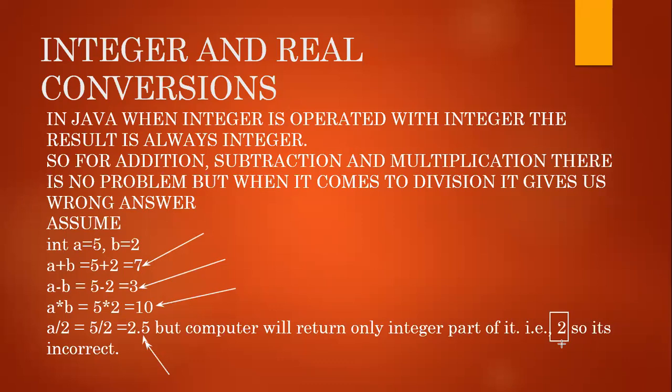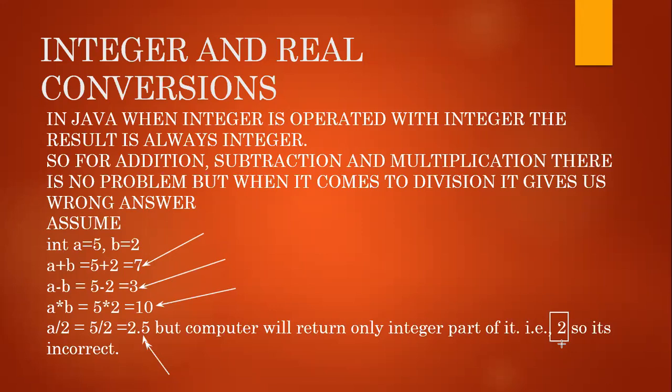If it is addition, still we have no problem, because when 2 and 5 are added, the answer is an integer only. We cannot get 5 plus 2 as 7.3. You will never get this answer. 5 plus 2 is 7 only, and 7 is also an integer. In the same way, 5 minus 2 is 3, and 3 is an integer. So there is no problem, because we will never get 5 minus 2 as 3.3.